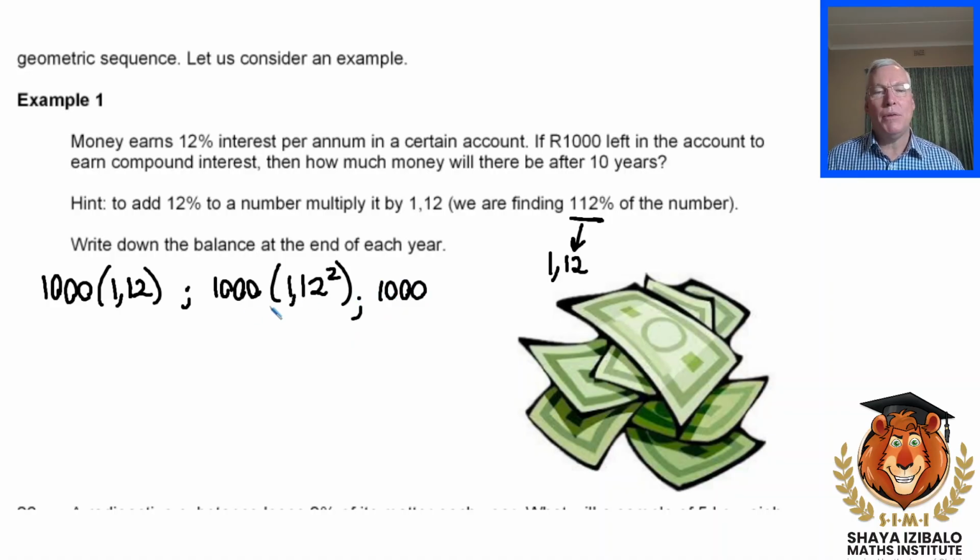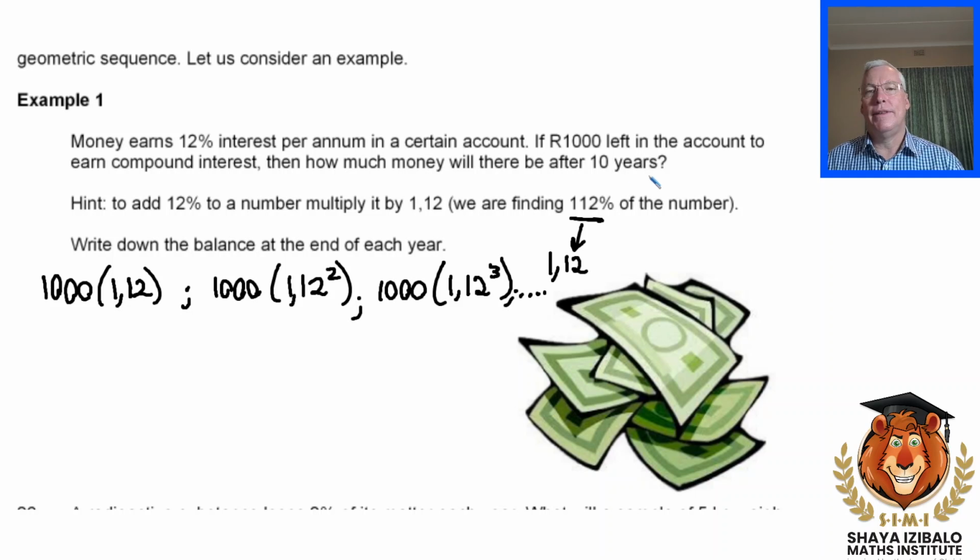And then the amount that we had at the end of year 2 is going to earn interest. So we need to add 12% onto that. We need to find 112% of this amount. So we're going to multiply by another 1.12. What sort of sequence is this? Absolutely, it's a geometric sequence. This is the balance at the end of year 1, end of year 2, end of year 3. We want the balance at the end of year 10.